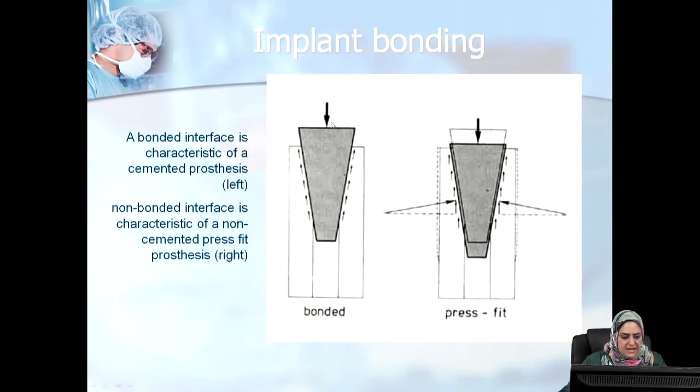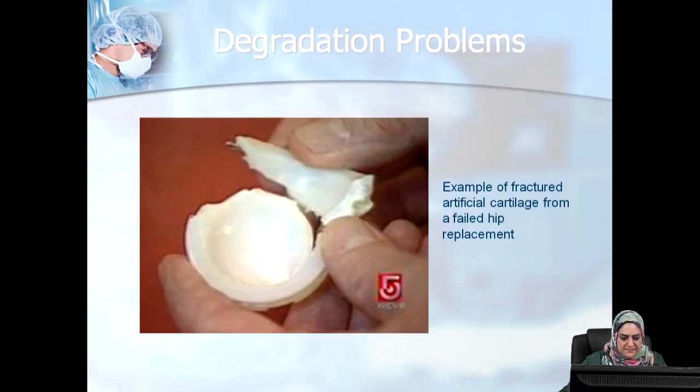Implant pointing. A pointing interface in the left figure is characteristic of cemented prosthetic assets, and in the right figure, no pointing interface is characteristic of the non-cemented fit prostheses. Illustration of a problem: example of a fracture of artificial cartilage from a failed hip replacement.